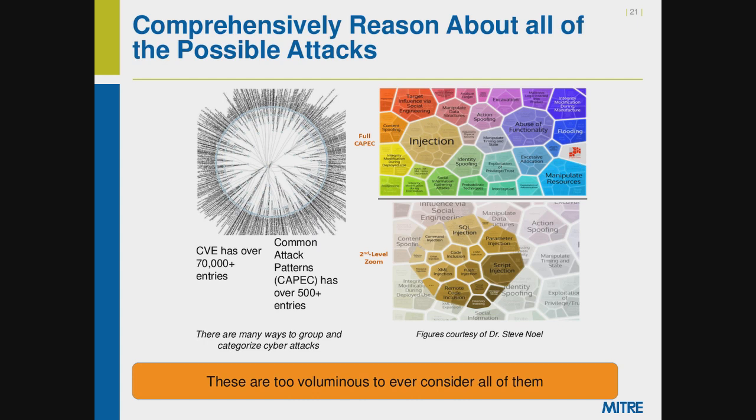So one of the questions that always comes up is, how do you comprehensively reason about all the possible cyber attacks that can happen? If you look at something like CVE, this is out of date already. There's over 80,000 entries in CVE. If you look at things like CAPEC, the Common Attack Pattern Enumeration, there's over 500 patterns in there. That's just an awful lot.